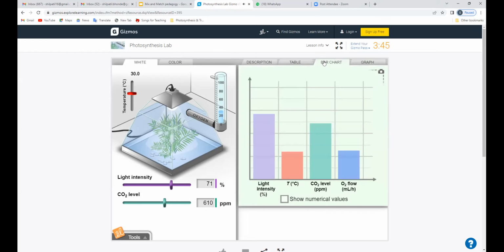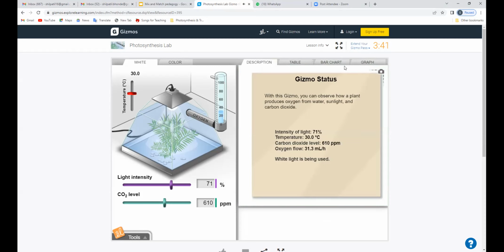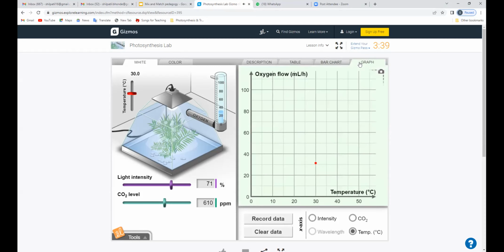This could be seen in the form of a bar graph, in the form of a description, or in the form of a graph. Students really love to use these simulations, especially at the time of online teaching, because in online teaching we cannot take them to the labs. So these virtual labs or simulations were found to be very, very helpful.